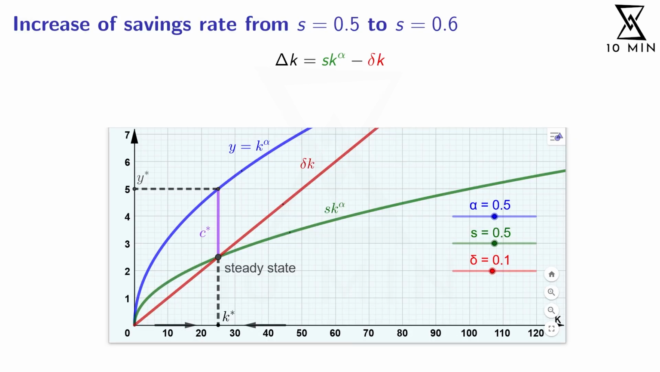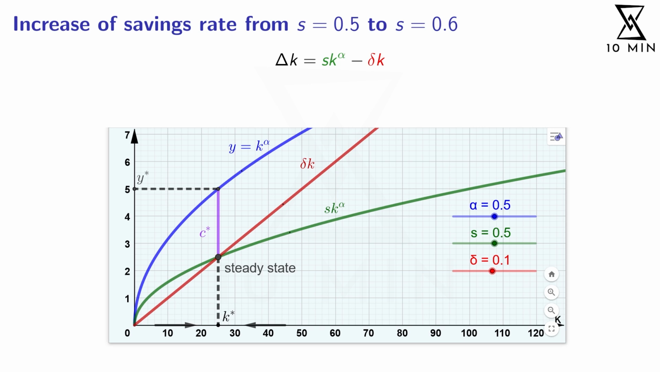As a final experiment, let's see how a change in the savings rate affects the economy in the short run and in the long run. We want to analyze this increase in the savings rate graphically. Specifically, we assume that the savings rate increases from 50%, as it is right now, to 60%. So how does our diagram change if we increase the savings rate to 60%?